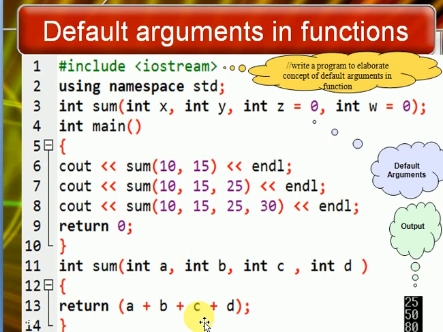Now let us look at the output. Here is the output: 10 plus 15 plus 0 plus 0, so it will return 25. 10 plus 15 plus 25 plus 0 will return 50. 10 plus 15 plus 25 plus 30 will return 80. So all these 3 calls are actually calling this function, which returns the sum of 4 variables.